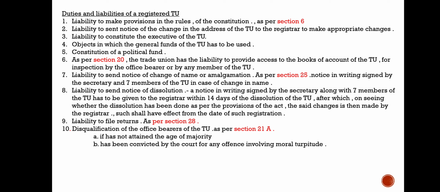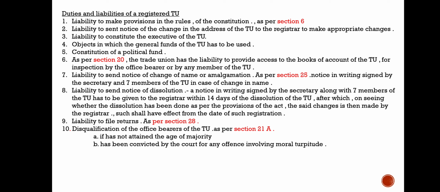And the next section is section 27, that is with regard to dissolution. It is the duty of the trade union to give notice to the registrar within 14 days of the dissolution of the trade union, and it shall be in writing, signed by the secretary of the trade union along with 7 members of the trade union. And if the registrar, after seeing the application, is satisfied that all the provisions are properly complied with, then the said changes are made by the registrar, and it shall have effect from the date of such registration.